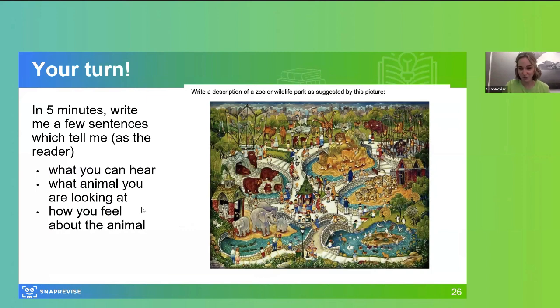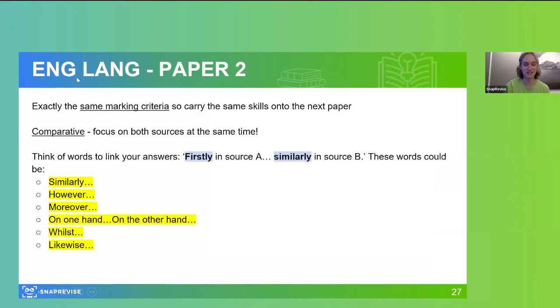So, let's move on to English language paper 2. As I mentioned before, this has the exact same marking criteria. So you should just be carrying on the exact same skills from paper 1 to paper 2. However, this paper is a lot more comparative. You have to compare two sources.